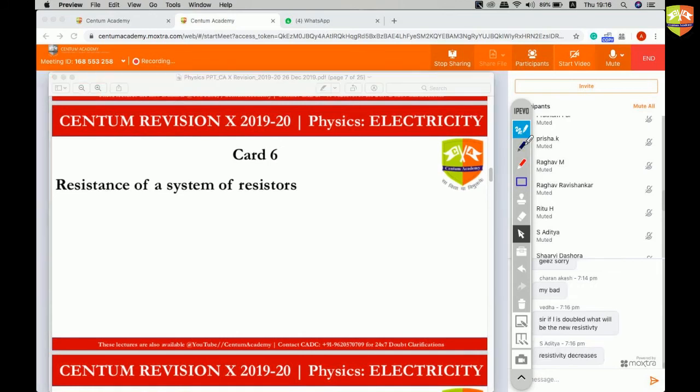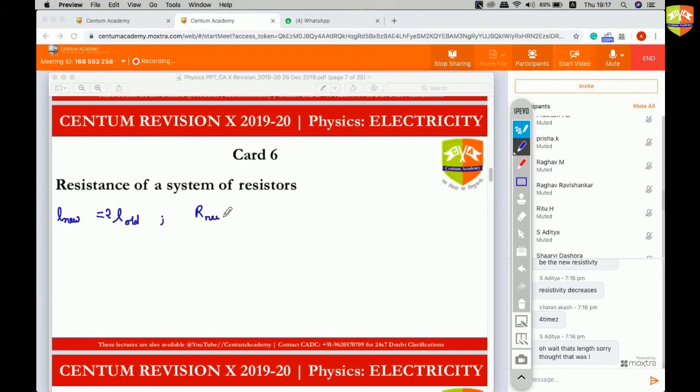Sir, I have a doubt. If length is doubled, then what will be the new resistivity? In order to double the length, you will not just add another length, you will stretch it. So L new is 2 times L old. Yes, sir. R new will be 4 times R old. But what is the new resistivity? Resistivity will not change. Resistivity will not change with the changes in dimensions.